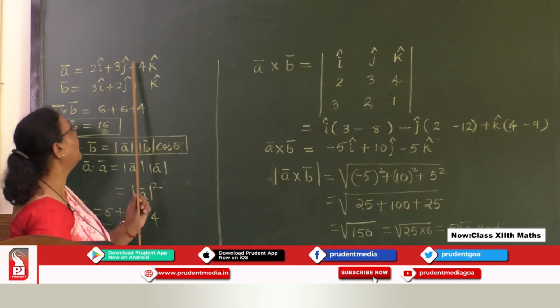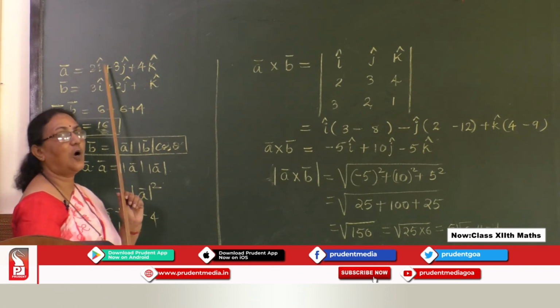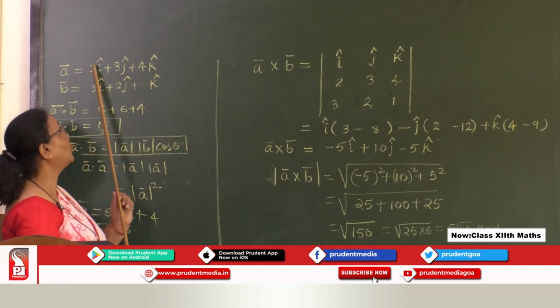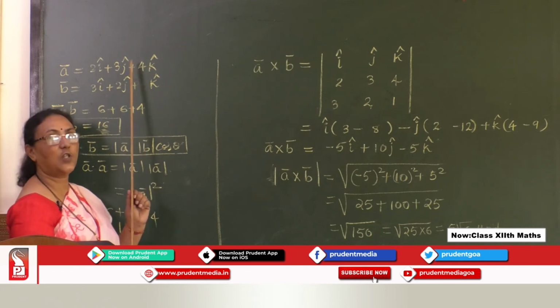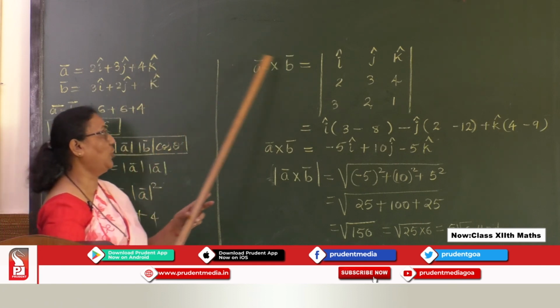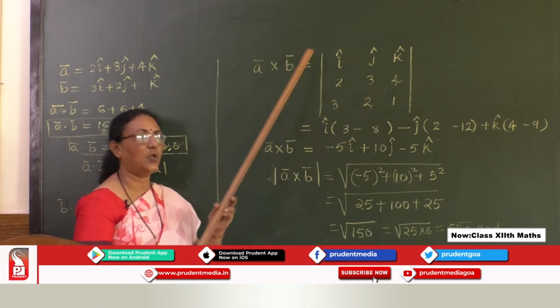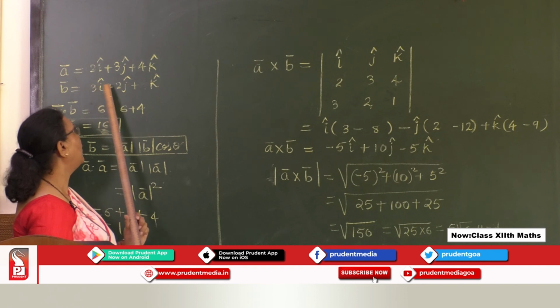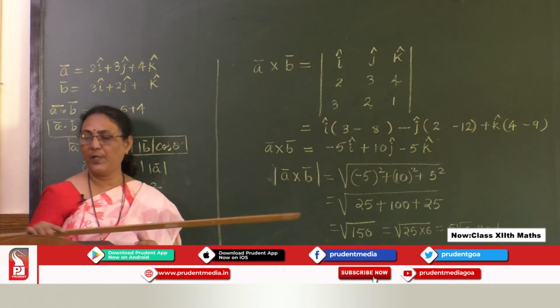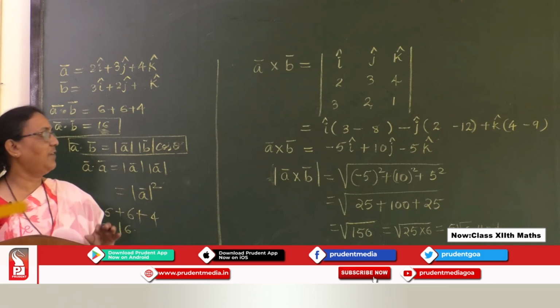2, 3 and 4. These numbers are also called direction ratios. These are the numbers in space, 2, 3, 4 with reference to the origin. They are also called direction ratios. Now 2, 3 and 4 you write like this in the second row, and this 3, 2 and 1 you write in the third row. Now how to simplify this determinant? How to simplify this determinant?